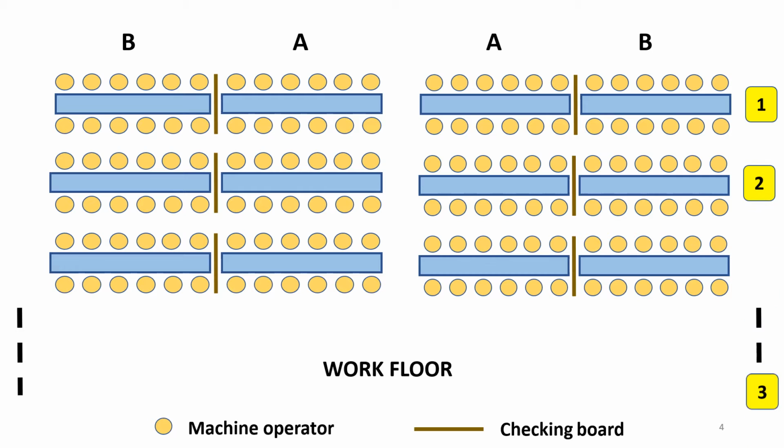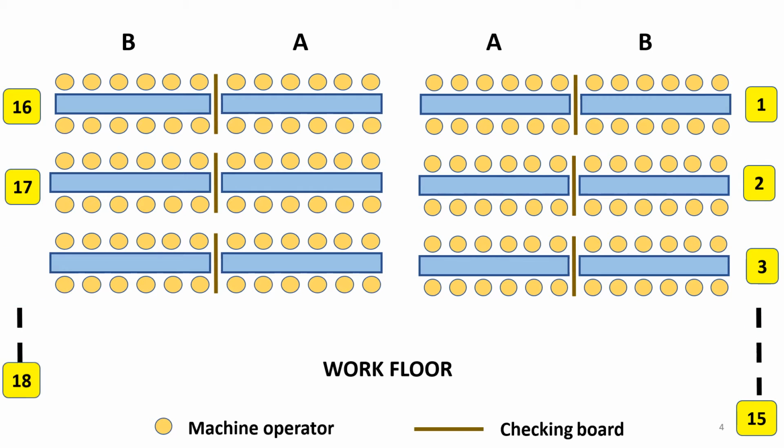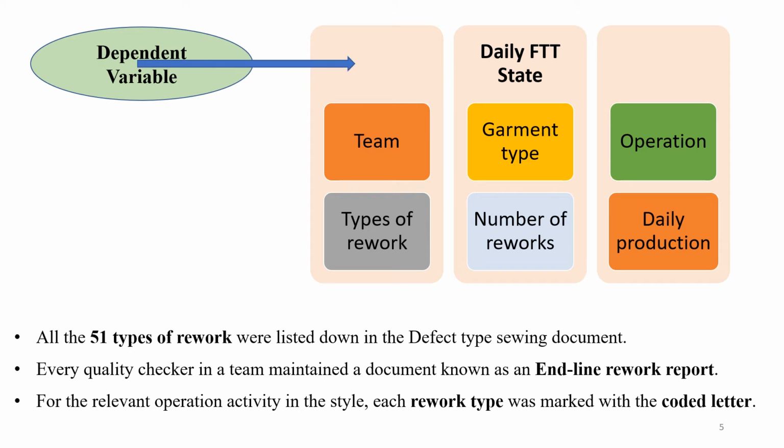This is the workflow of the garment factory. It consists of 30 lines, and in a line there are two teams, A and B. For a team there are 12 machine operators with a quality checker. The two teams in a line, A and B, are separated by a checking board. The dependent variable is the daily FTT state.